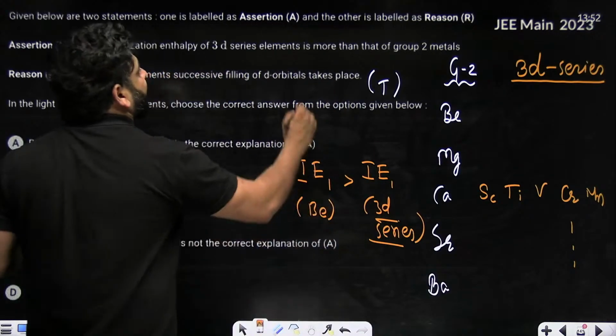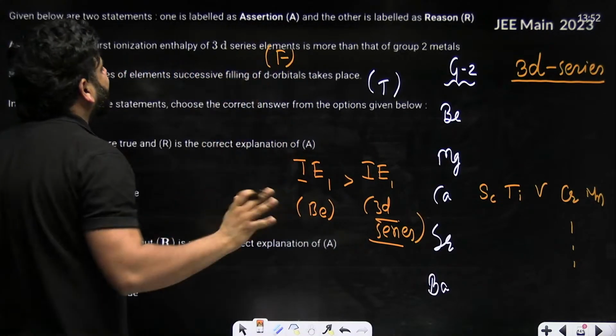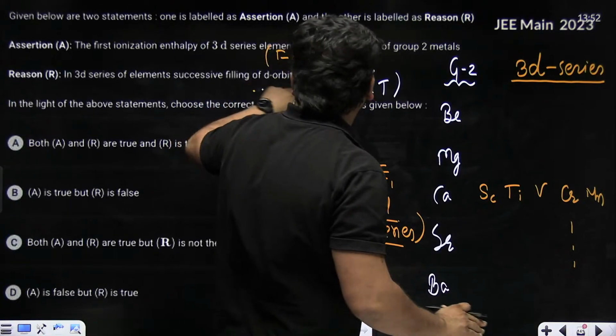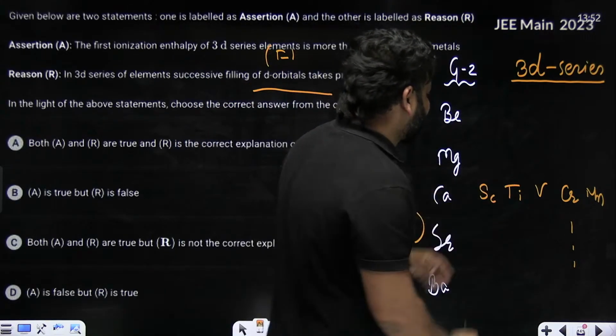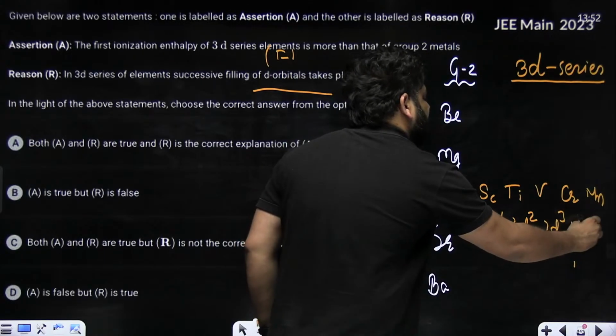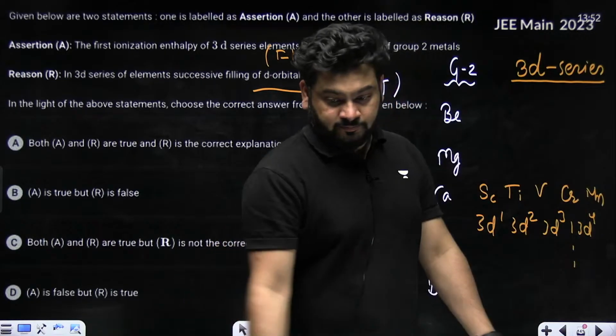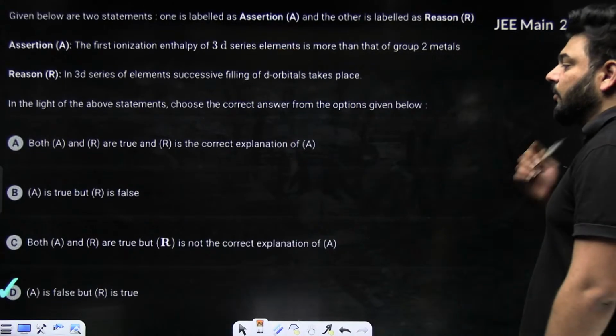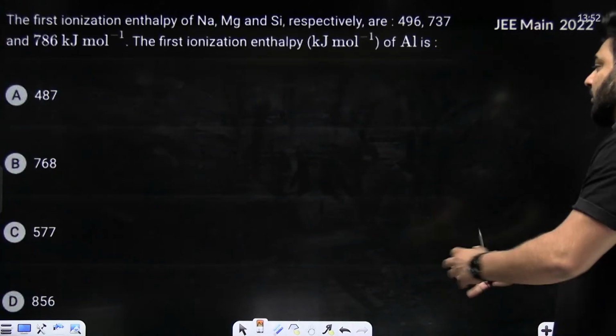and that makes this statement false. But the second is correct, that in the 3d series successively one electron is filling in the d orbital. So scandium, titanium, this is 3d1, 3d2, 3d3, d4, d5, like that. So that was the question all about. The correct answer should be A is false, R is correct.